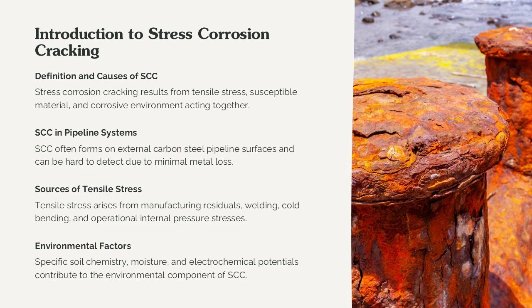Stress corrosion cracking is a form of environmentally assisted cracking that occurs due to the combined action of tensile stress, a susceptible material, and a specific corrosive environment. In pipeline systems, SCC often develops on the external surface of carbon steel pipelines and can progress with little or no metal loss, making it difficult to detect using conventional corrosion monitoring techniques.